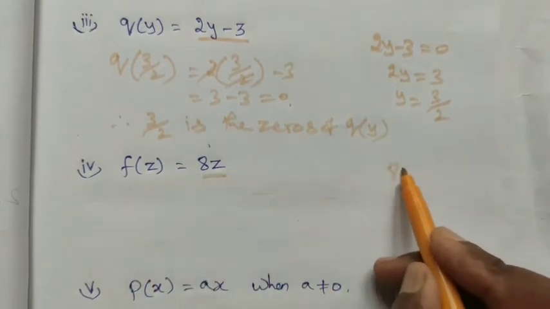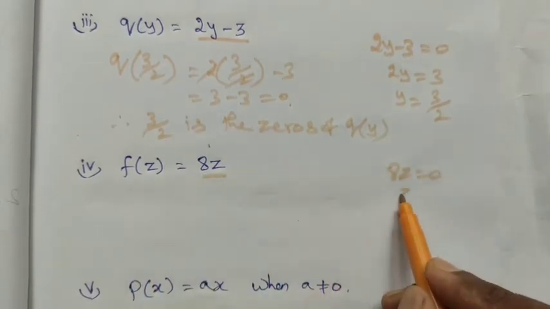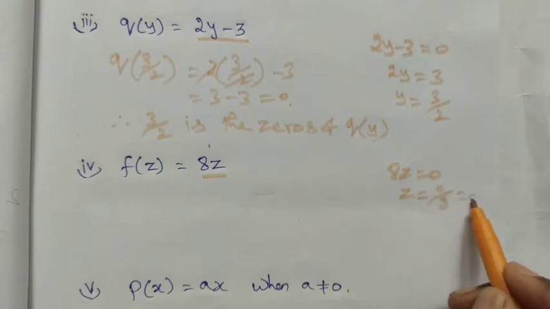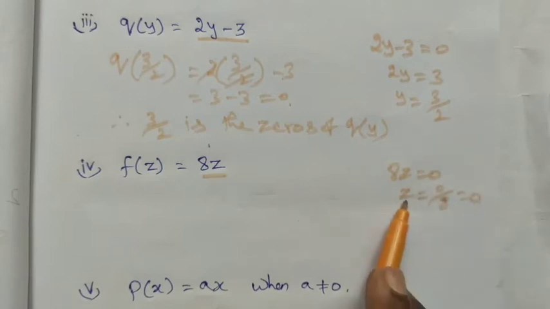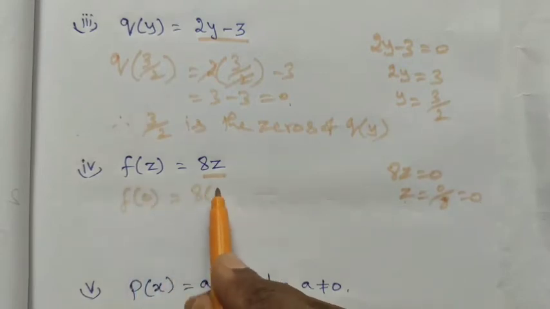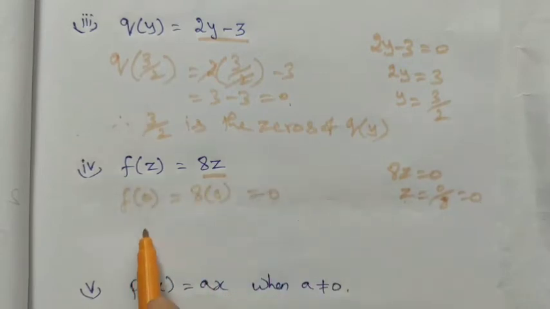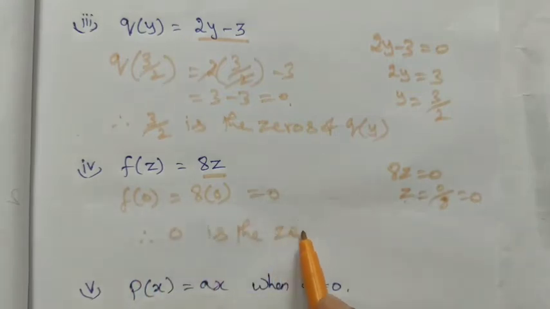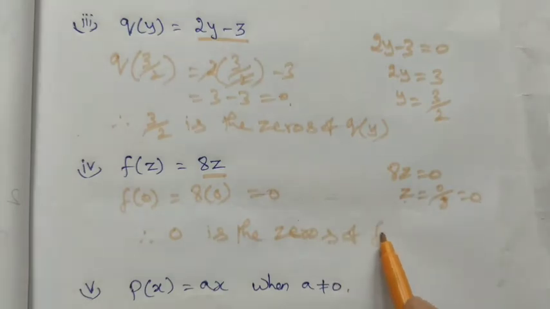Next put 8z equal to 0, then z is equal to 0 divided by 8, which is nothing but 0. So we put z equal to 0. So f of 0 is equal to 8 into 0 equal to 0. Therefore 0 is the zero of f of z.